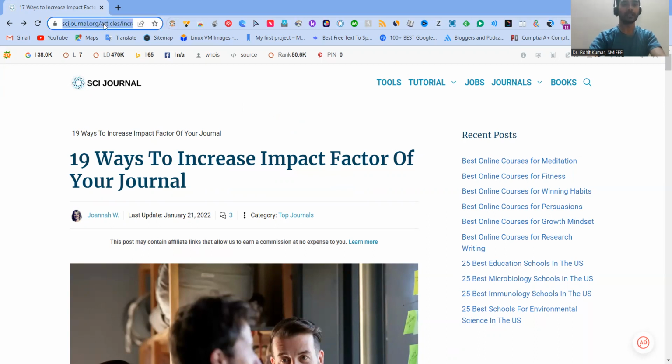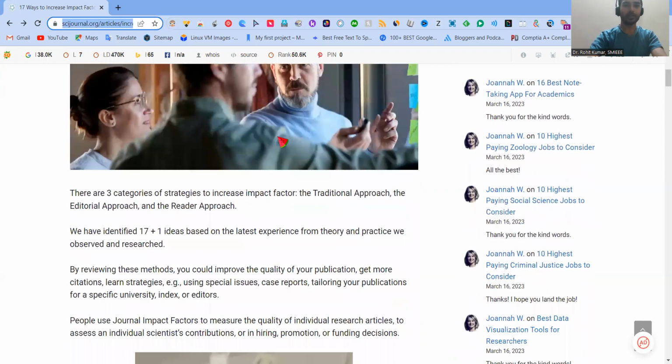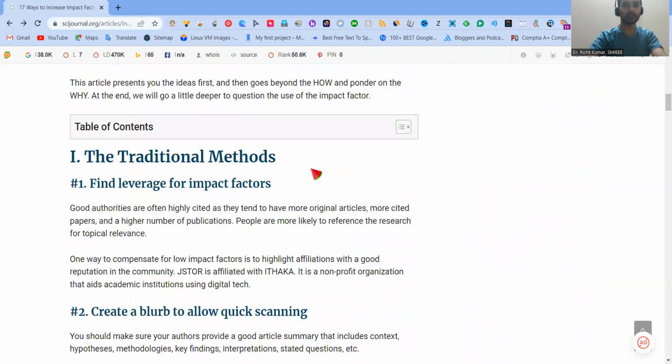So this is the website scijournal.org. Here is an article which exactly defines the different ways to increase the impact factor. In this article, they are saying that there are 3 categories of strategies to increase the impact factor. One is the traditional approach, second is the editorial one, and third is the reader-based. So we are going to focus on them one by one.